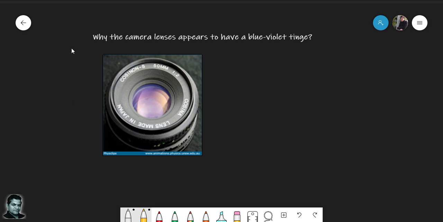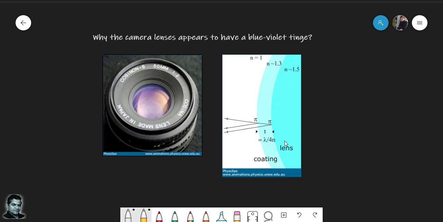Now to understand this, let's consider the following figure. Here, this is the lens surface, made up of glass, and over this lens we have this coating. The refractive index of the lens glass is 1.5. The refractive index of this coating is 1.3, and the air outside has a refractive index of 1. So we have chosen the coating material such that its refractive index lies between that of air and that of glass.